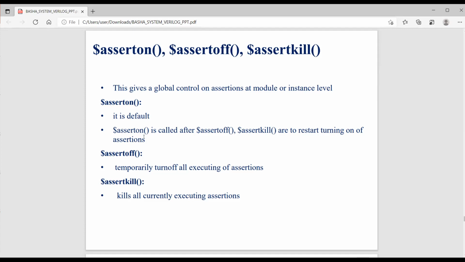If you're calling this, it means that you have already called $assert_off or $assert_kill. After this only, again you can call $assert_on to restart your assertions. $assert_off temporarily turns off all currently executing assertions. $assert_kill kills all currently executing assertions. At present, if one assertion is executing, that assertion will be killed if you're using $assert_kill. So these are some of the functions which can be used to control your assertions.